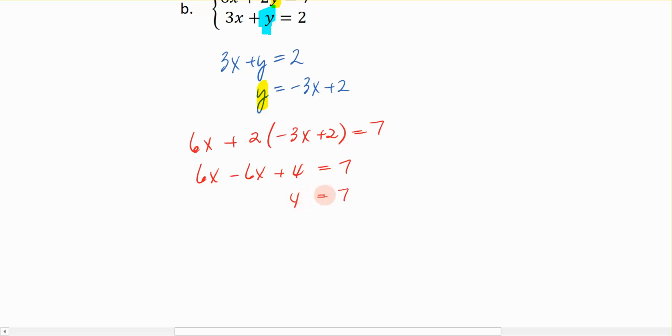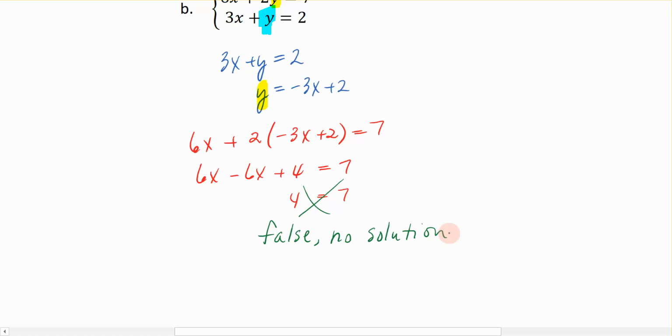Now, does 4 really equal 7? No, it doesn't. You're saying to yourself, what happened to my variable here? Well, 4 does not equal 7, meaning this is a false statement. And when we get a false statement algebraically like this, that means we have no solution to my system.